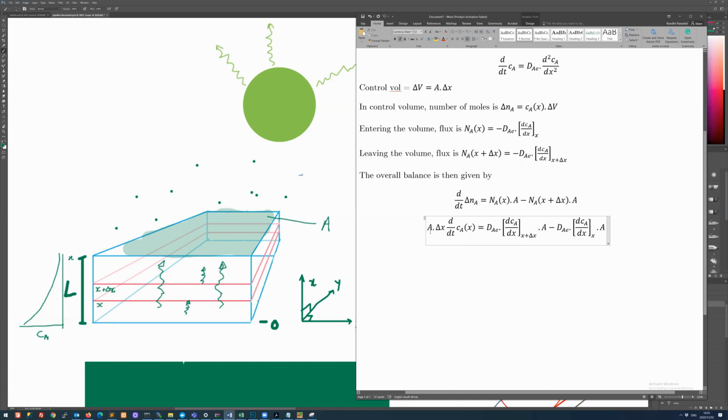Now, looking at this balance, in fact, let's just copy it from this point. Looking at this balance, you can see that the area appears in all terms. So area can cancel. And then you've got delta x here. You don't have delta x here, but anyway, let's divide through by that delta x also. So we get rid of area first. And then let's divide through by delta x as well.